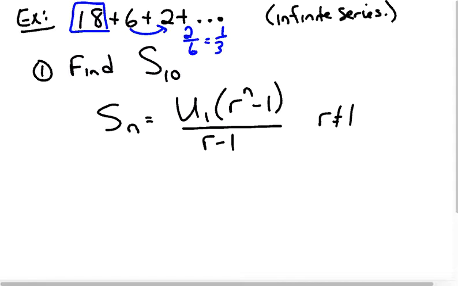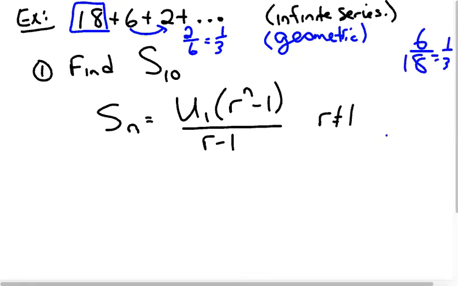So we know this is geometric because it's going by a common ratio and not a common difference. Okay? 6 divided by 18 is also 1/3. So we know that r in this case is 1/3. It works out pretty nice for us because r equal to 1/3 is definitely between -1 and +1.